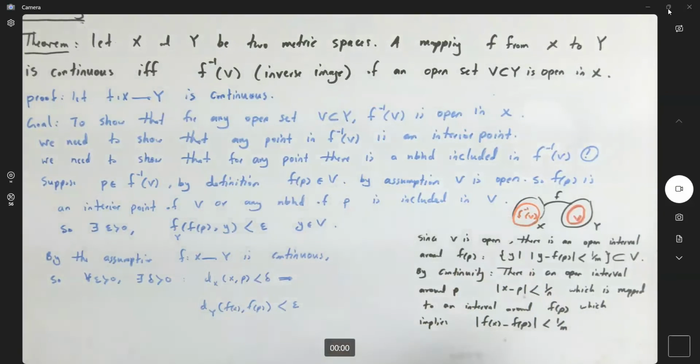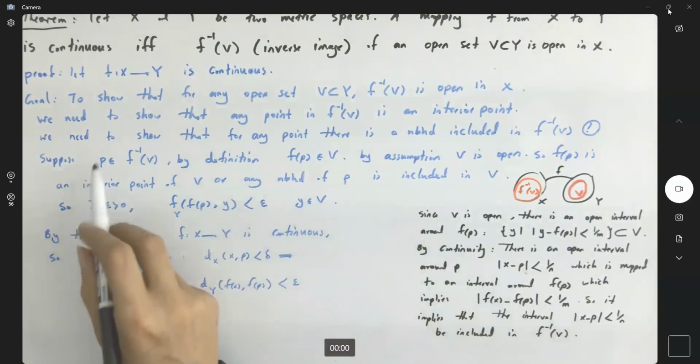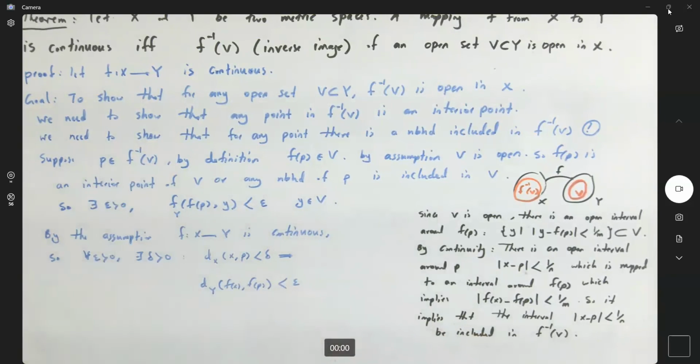This implies that the interval x minus p less than 1 over n is included in the inverse image of V. So it means that we found a neighborhood around P that is included in the inverse image of V. So V is open.